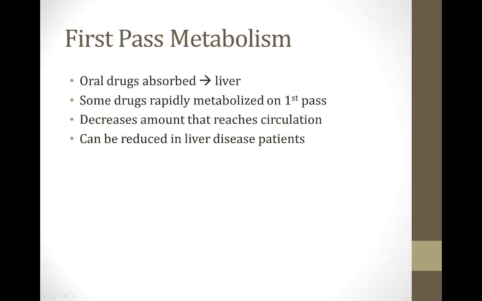Let's talk about first-pass metabolism. Oral drugs that get absorbed go directly to the liver, and some drugs are very rapidly metabolized such that on the first pass, a significant portion of the drug is eliminated before any of the drug gets to the systemic circulation. So first-pass metabolism can decrease the amount of drug that reaches the systemic circulation. One caveat that's high yield to know is that in patients with liver disease, the amount of first-pass metabolism can fall. This means more of the drug may reach the systemic circulation than you would ordinarily expect.